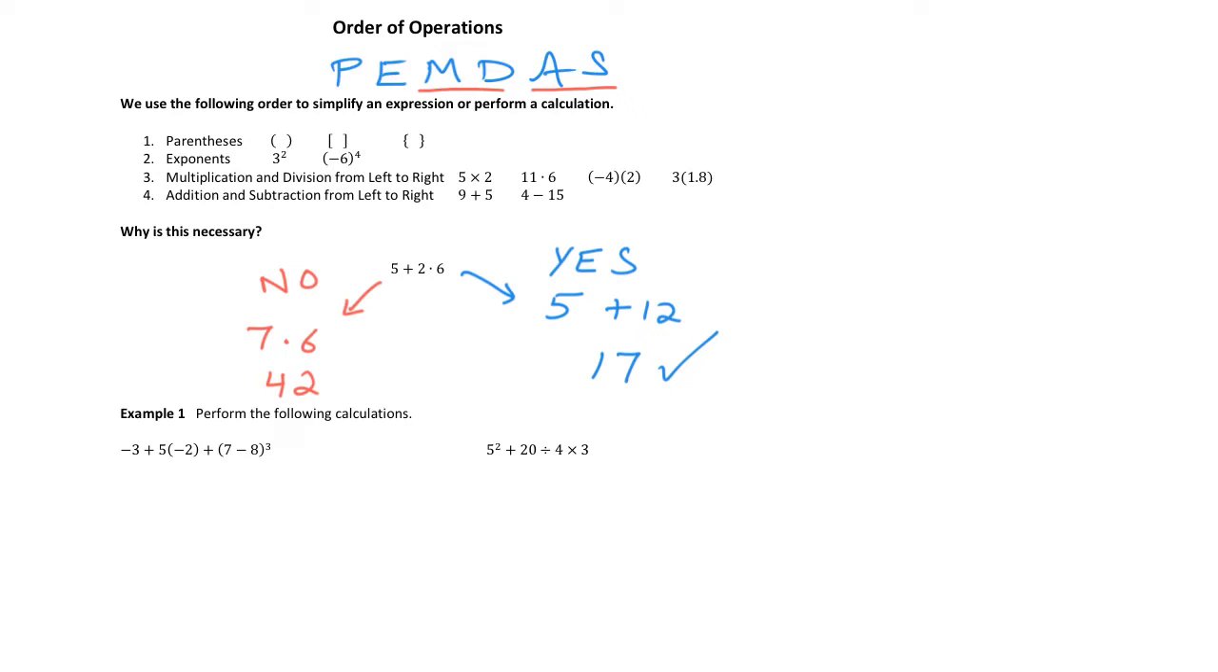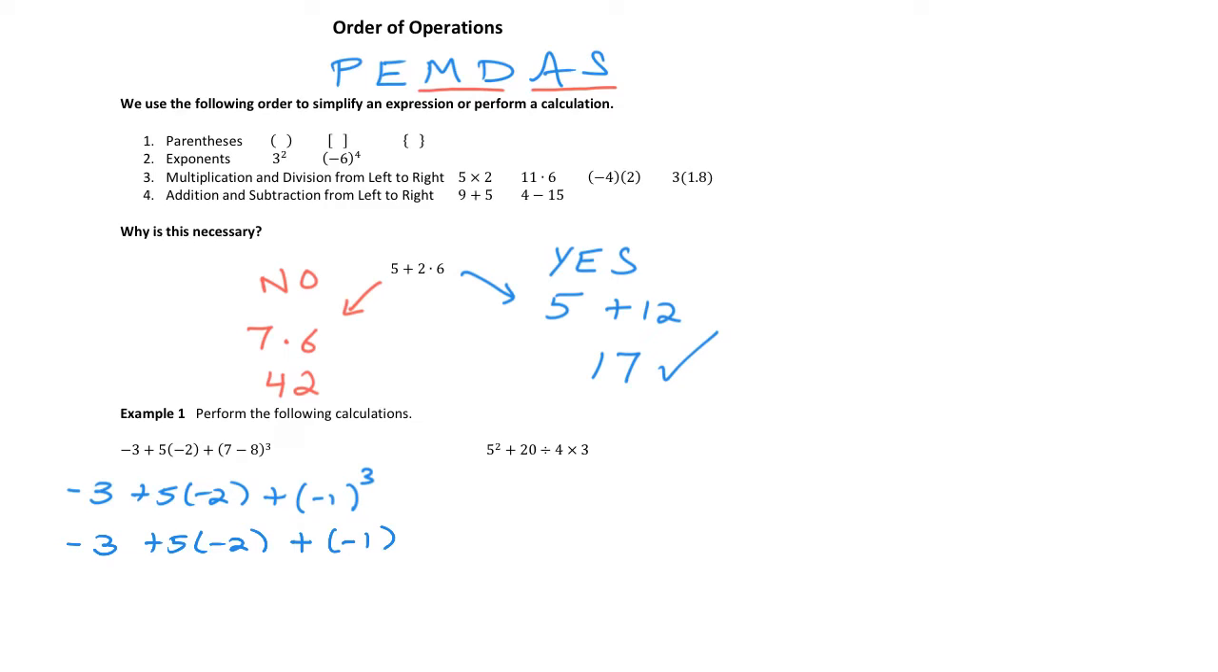Copying everything down, we get -3 plus 5 times (-2) plus, all right, 7 minus 8 in parentheses first gives me (-1) cubed. Okay, second would be, since the parentheses technically have been solved, is to now apply this exponent of 3 to -1. (-1) cubed is equal to -1. So we get -3 plus 5 times (-2) plus (-1).